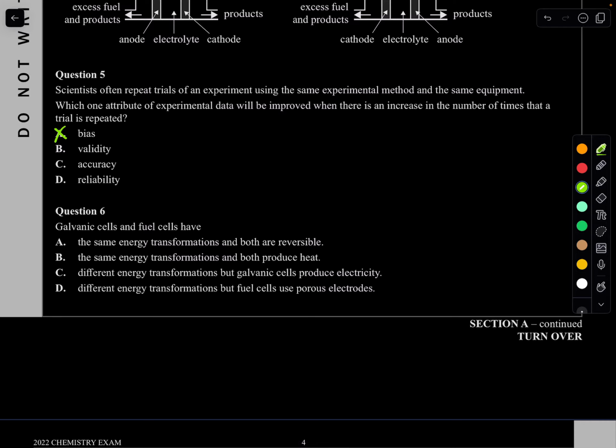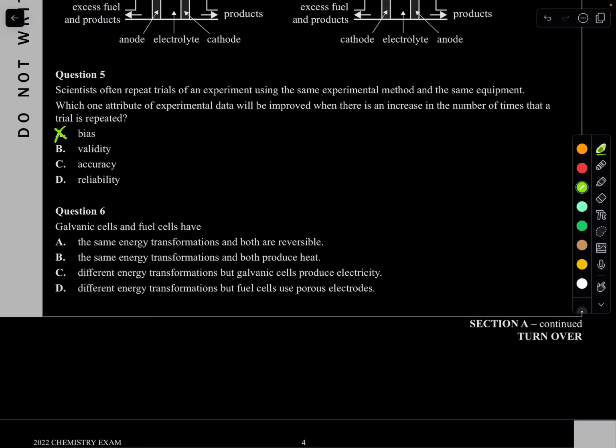Validity, remember, what does validity mean? It means does the experiment address the hypothesis and the aim of the experiment? Does it address it? That's what validity is. It has nothing to do with increasing the number. If you increase the number of trials, it doesn't even increase the validity, because it doesn't change whether it addresses the aim and hypothesis.